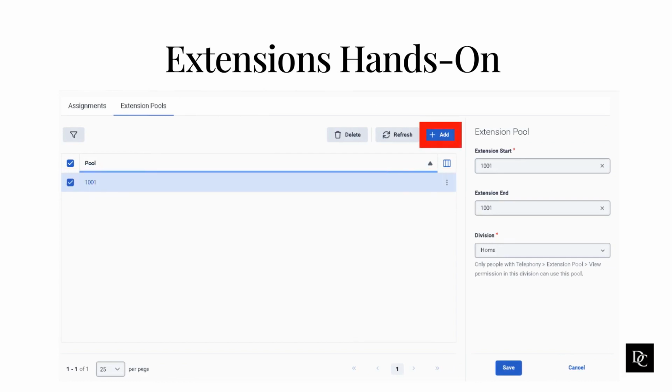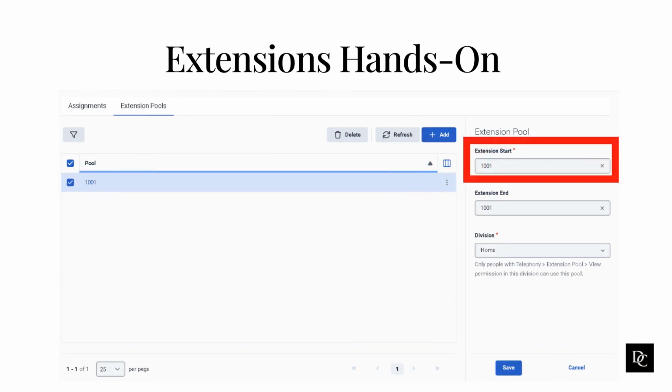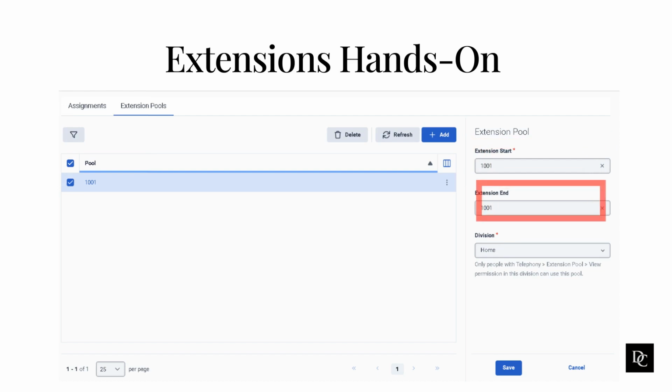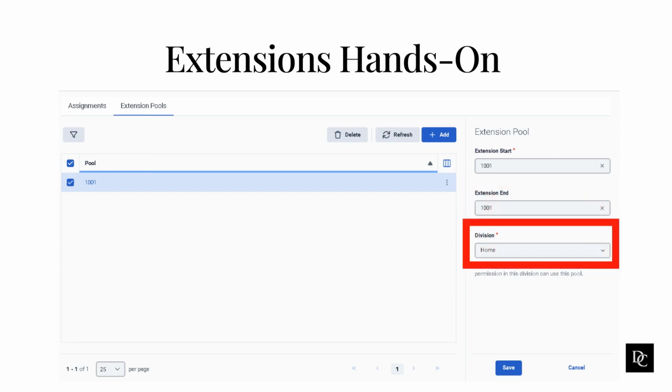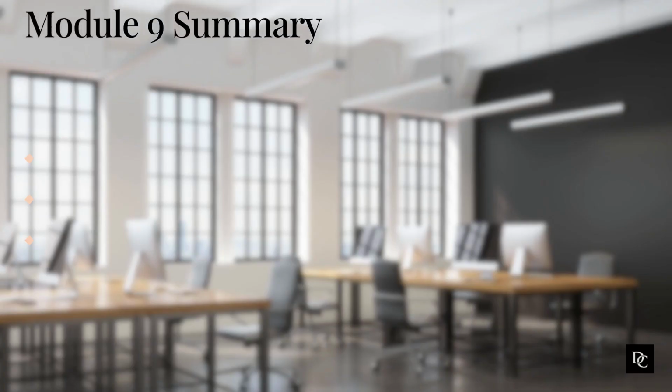To add a range, click Add. In the Extension Start field, type the first sequential extension number for the range that you want to assign to the organization. In the Extension End field, type the last sequential extension number for the range that you want to assign to the organization. From the division list, select a division. Click Create.